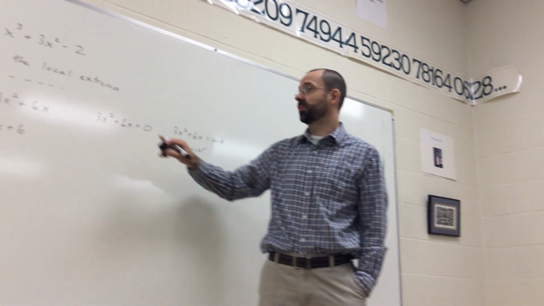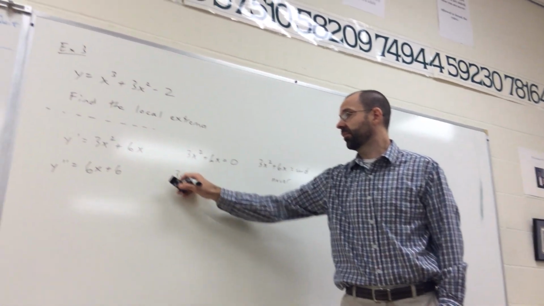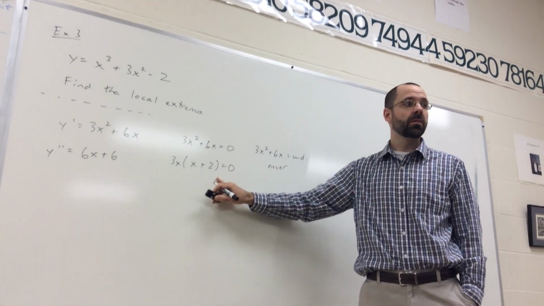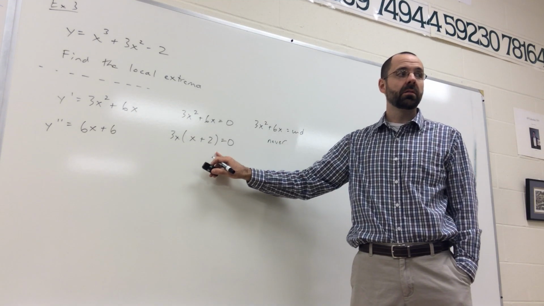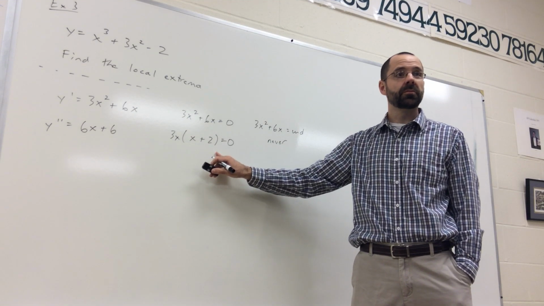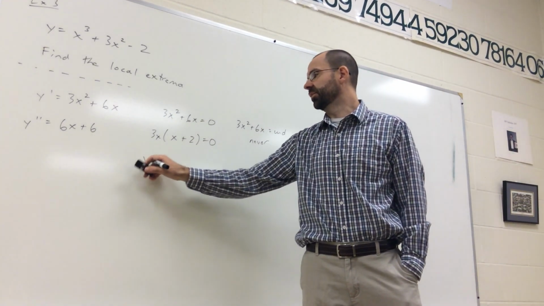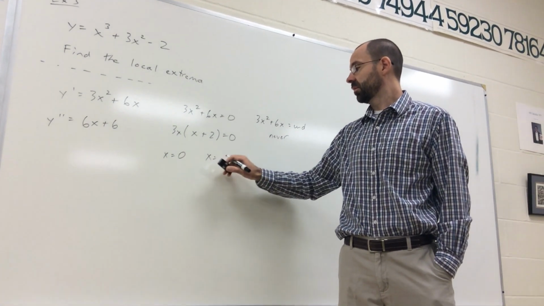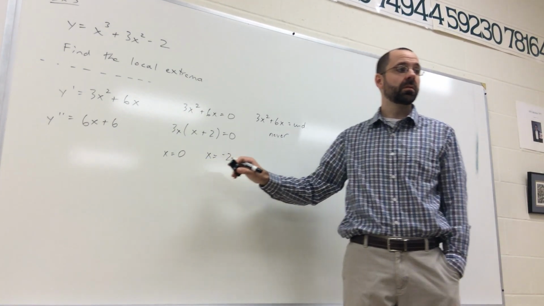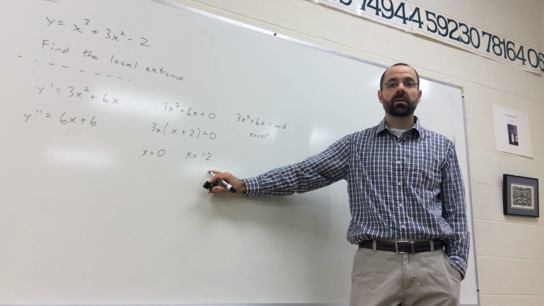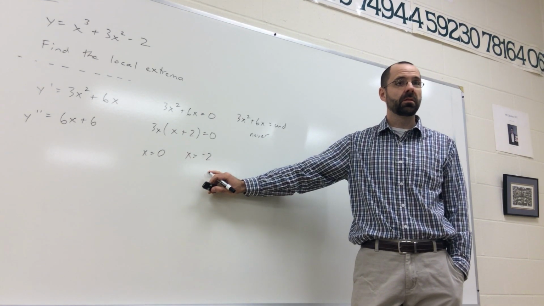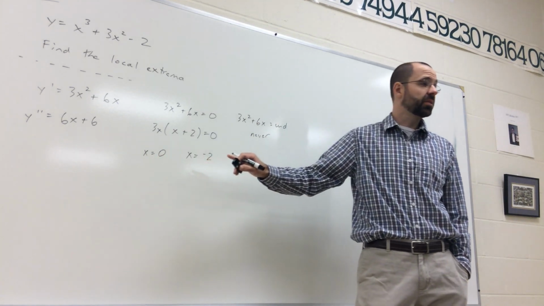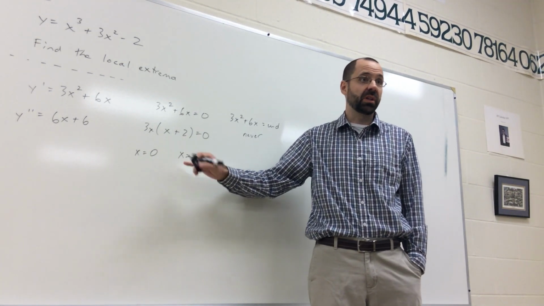Okay, so I've got to solve this equal to 0. So I'm going to factor out the 3x. That happens when x is 0 and also when x is negative 2. So I've got two critical values, x equals 0 and x equals negative 2. That's a possible place where there might be a local min or a local max.